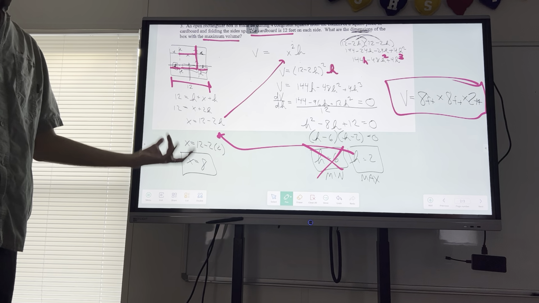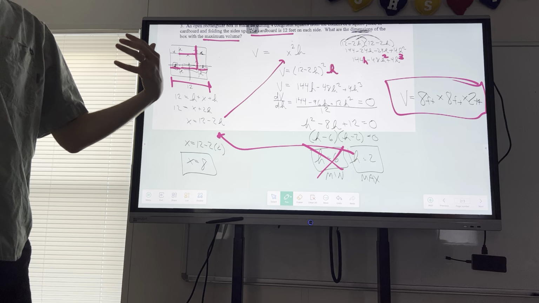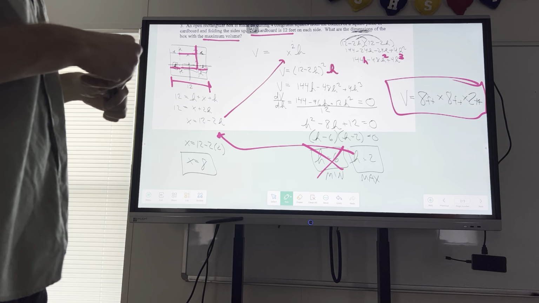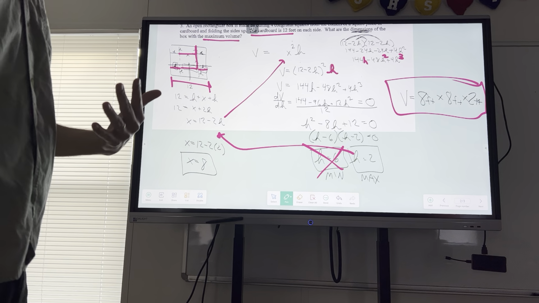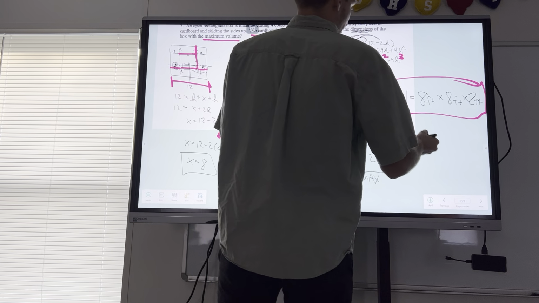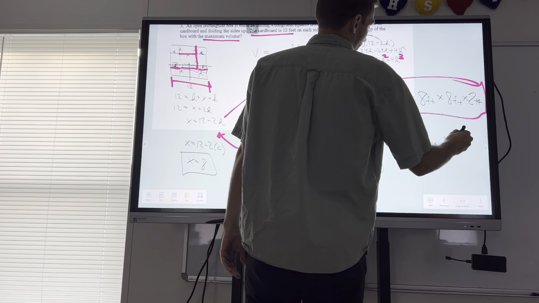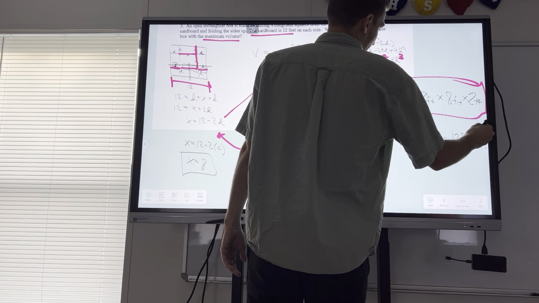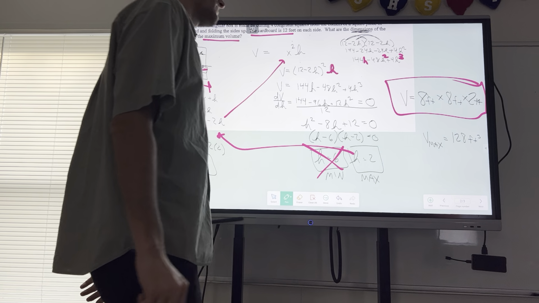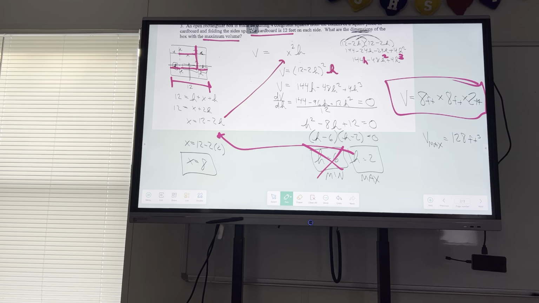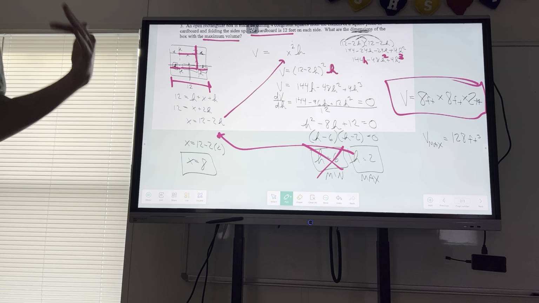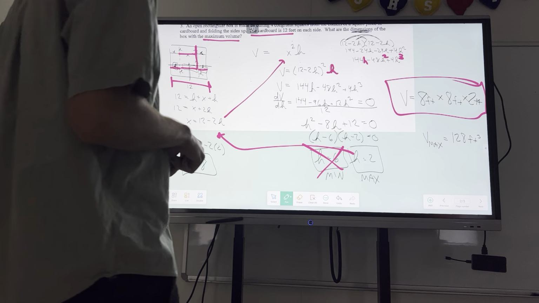It asks for the dimensions, not the maximum volume. If we wanted to find the maximum volume, 8 times 8 is 64, times 2 is 128. So not needed, but the max volume is 128 feet cubed. Again, that's the guaranteed maximum. That's how optimization works.